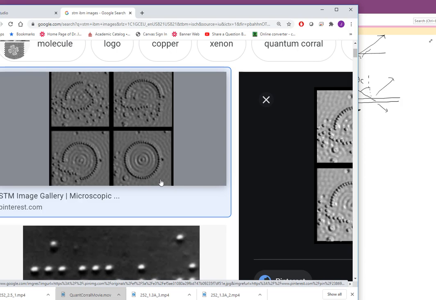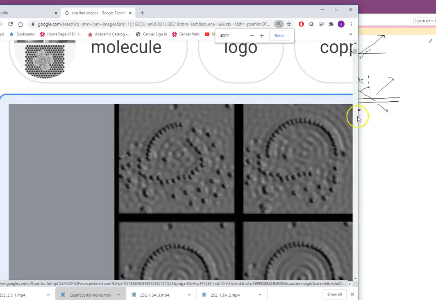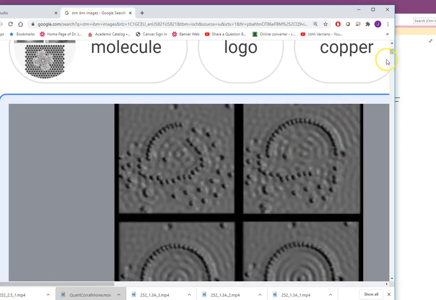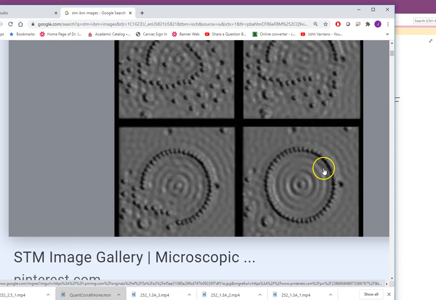And then they scanned it with the STM. And you see these ripples right here? You see these ripples in the corral? Make that bigger so you can see it. Those ripples are actually electron waves. Those are electrons that are forming standing waves, very similar to water ripples in a pond.